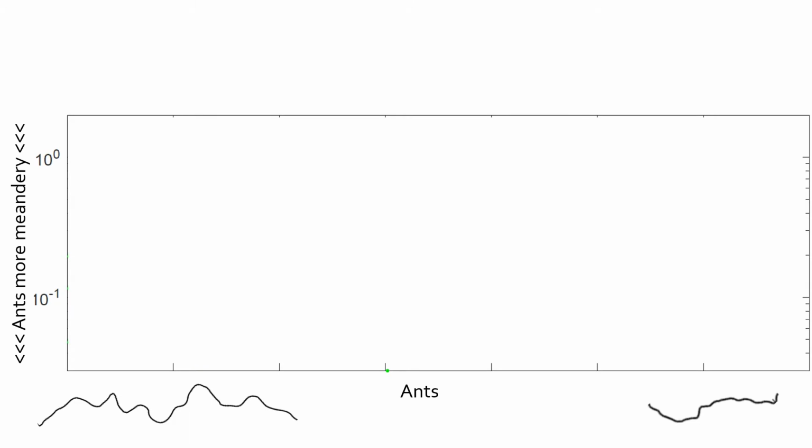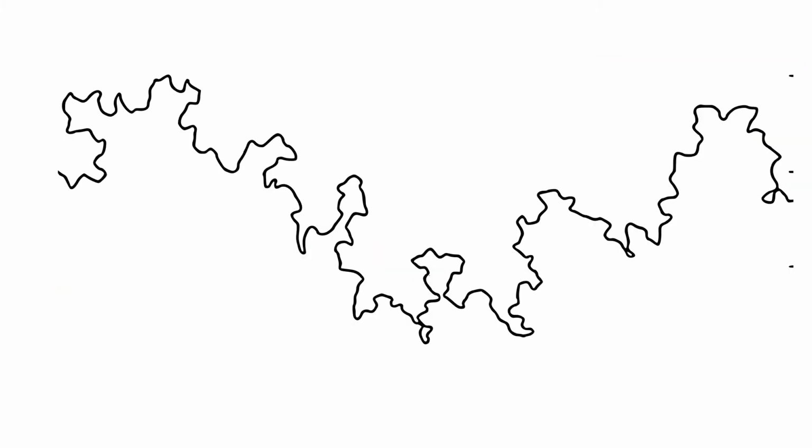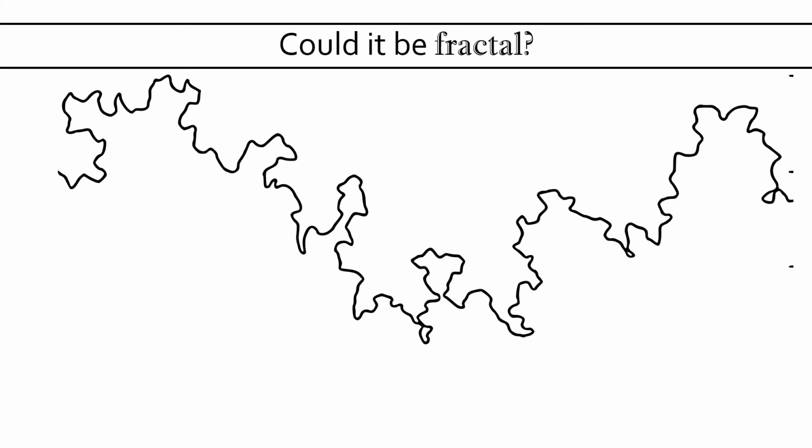In this results plot, all 1400 tracks are lined up on the x-axis, and the lower the y value, the more the ants are meandering. And we see that 80% of the ants meander significantly, here shown all in the green dots. If we take a closer look at this remarkable track, it seems that the ant is meandering on multiple different spatial scales, just like a fractal. But it's challenging to show that this is truly a fractal, but still it's an interesting thought. And it still holds that there are multiple scales of meandering behavior in those tracks.